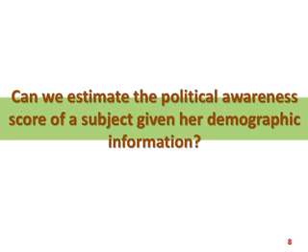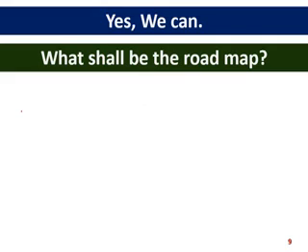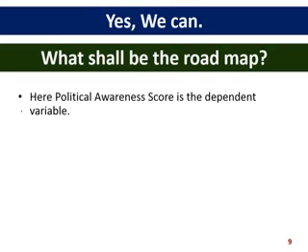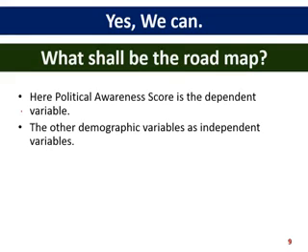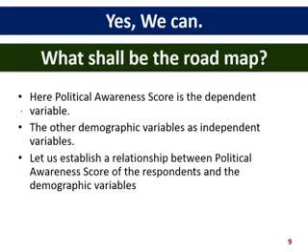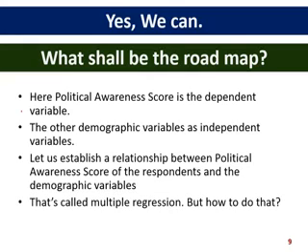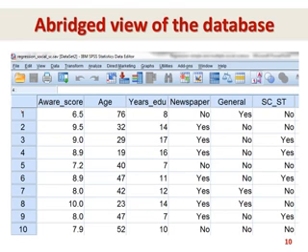So let us proceed. Can we estimate the political awareness score of a subject, a lady, given her demographic information? Yes, we can. What is the roadmap? Very good. Here political awareness score is the dependent variable, and the other demographic variables are the independent variables. Let us establish a relationship between political awareness score and the demographic variables. This is called multiple regression. This is the purpose of multiple regression, which I already discussed in the previous slide. But how to do that? Okay, let us see how to do that.